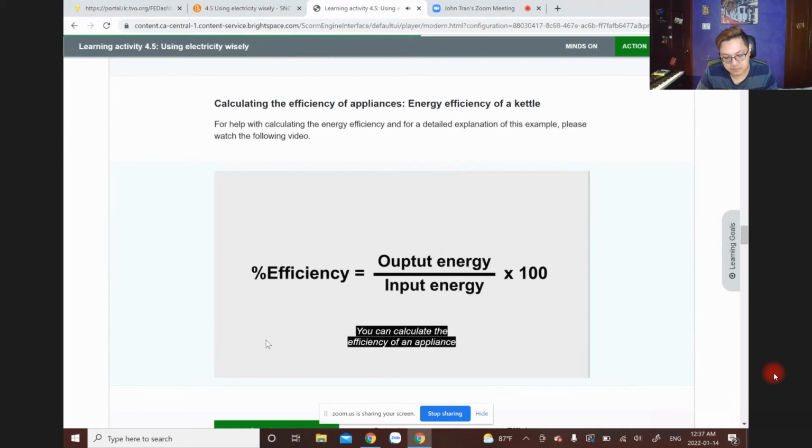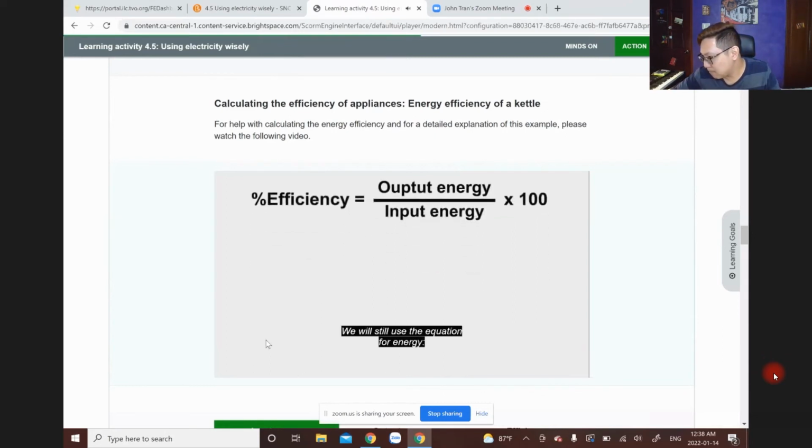You can calculate the efficiency of an appliance if you know the amount of energy going into the appliance, or the input energy, and the amount of energy coming out of the appliance, either as light or heat or mechanical energy. Energy efficiency is expressed as a percent. The ratio of output energy to input energy is found by dividing the output energy by the input energy and multiplying it by 100, giving you a percentage which represents the efficiency of that appliance.